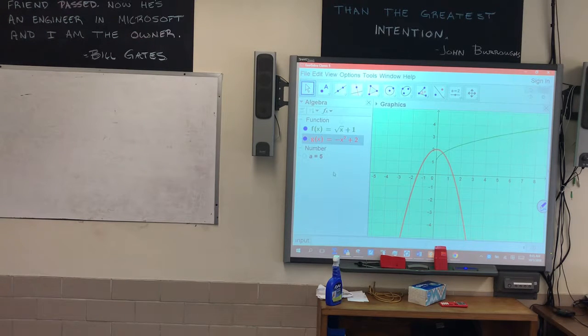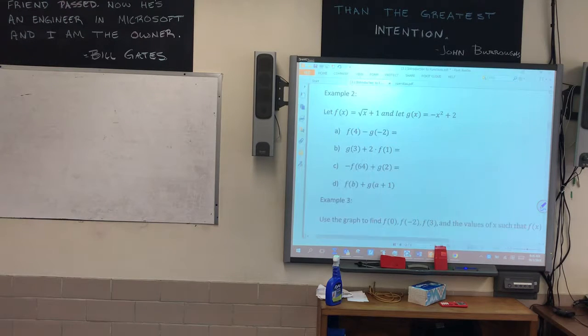G of x equals the opposite of x squared plus 2, that parabola. They are both functions. For every x value, each of those has one and only one y value. So they are functions that pass the vertical line test. But the questions are, what is f of 4 minus g of negative 2? Well, f of 4 means that I'm going to look at the f function. I'm going to look at an x value of 4 and see what y value is generated from that.